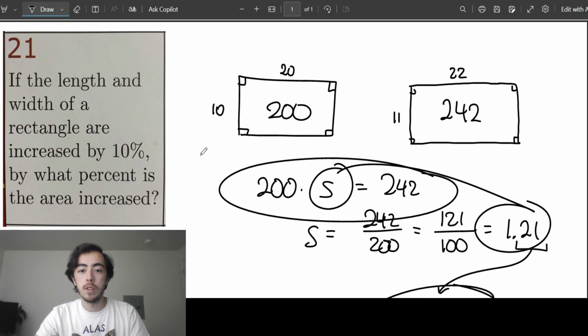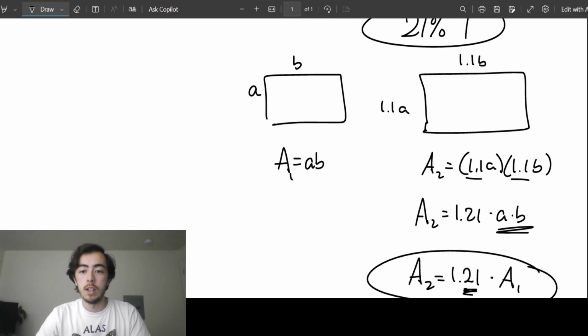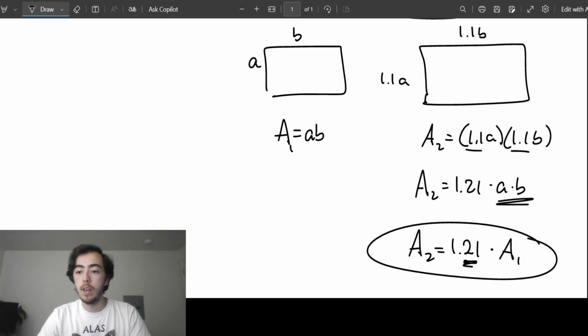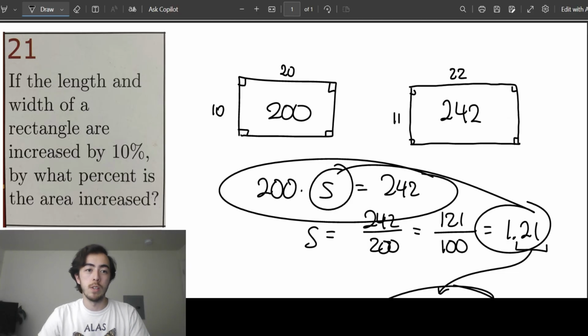So I wanted to do it with actual numbers, and then I also wanted to do it in an algebraic way. And either way, we can get 21%, and we're all done.